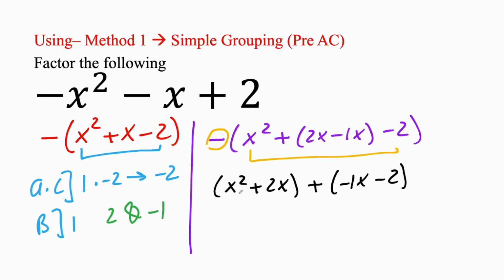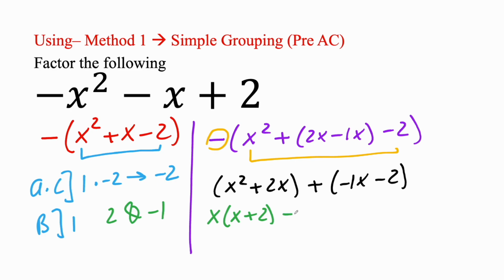Now we want the greatest common factor between these two pieces. This is 1x squared, this is 2x, but they both share an x. So we'll take out an x, parentheses. X times what is x squared? X. X times what is 2x? Plus 2. Close it. Now we're going to deal with this piece.